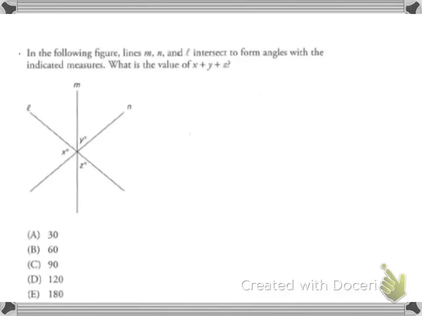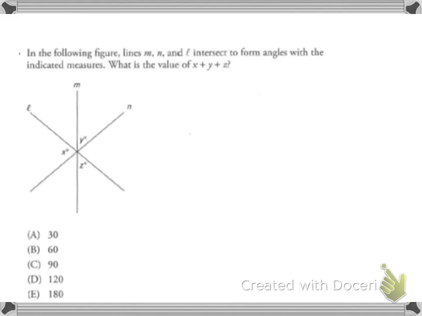This review is going to focus on some geometry basics. Alright, so it says in the following figure, lines M, N, and L intersect to form angles with the indicated measure. What is the value of x plus y plus z? Well, one of the properties we learned in geometry is when two lines cross each other, the angles directly across from each other, called vertical angles, are congruent.